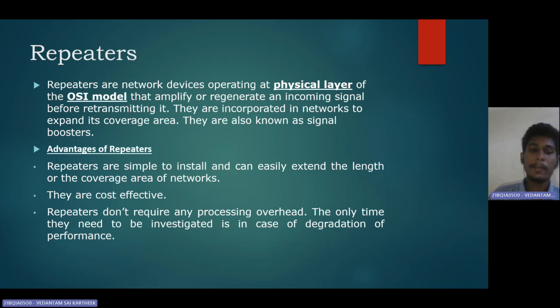Advantages of repeaters: the repeaters are simple to install and can easily extend the length or the covering area of the network. They are cost effective. A repeater doesn't require any processing overhead. The only time they need to be investigated is in the case of degradation of performance. So when the performance is degraded, we need to think about the repeater. So there is no requirement of processing overhead.